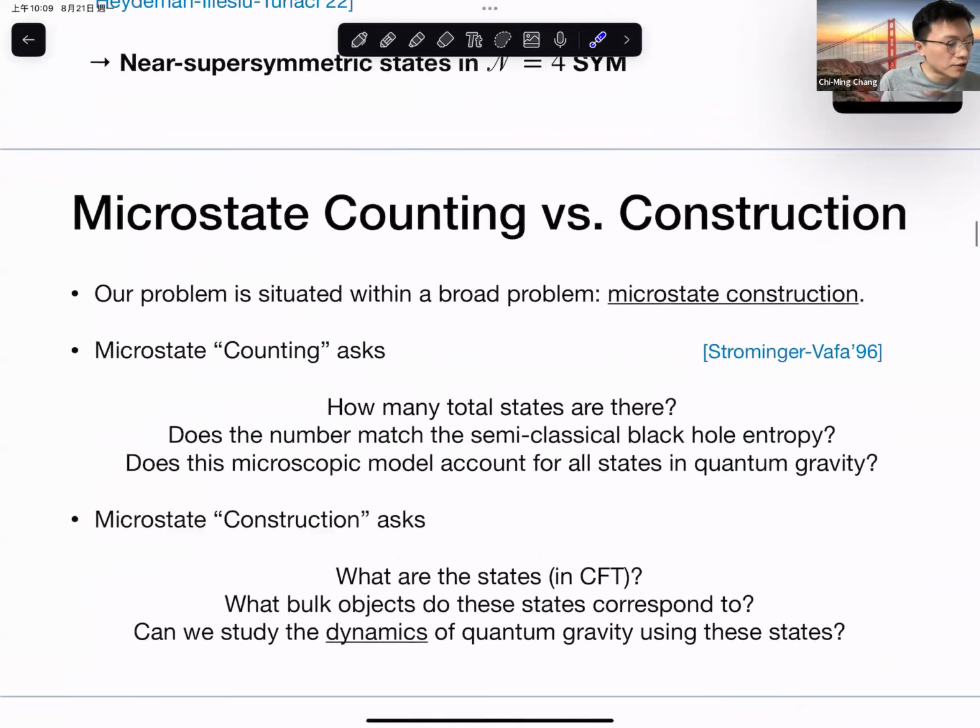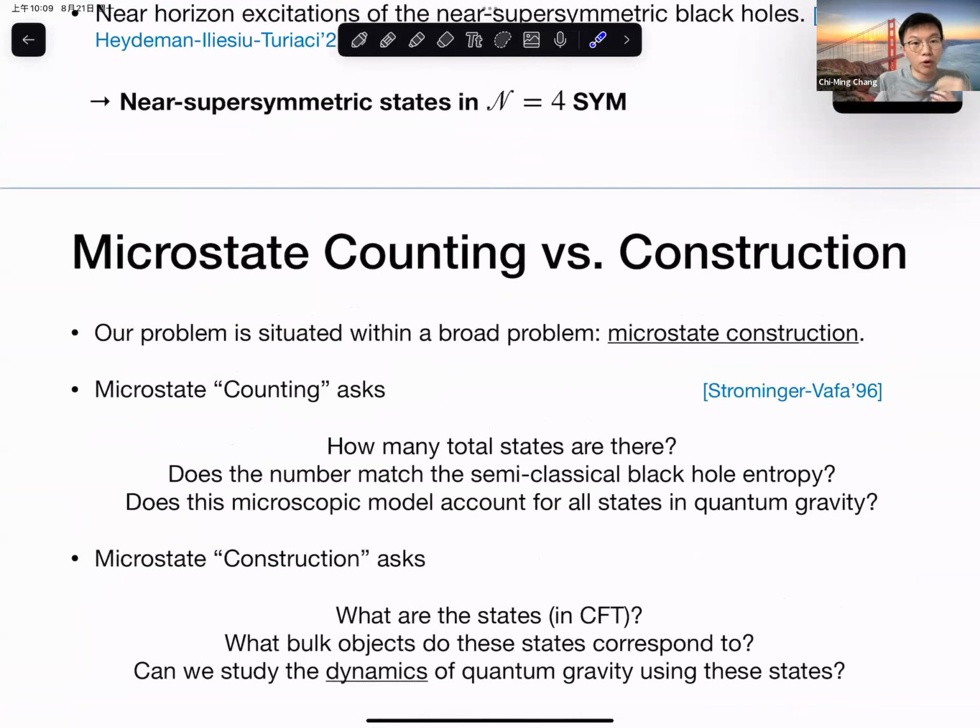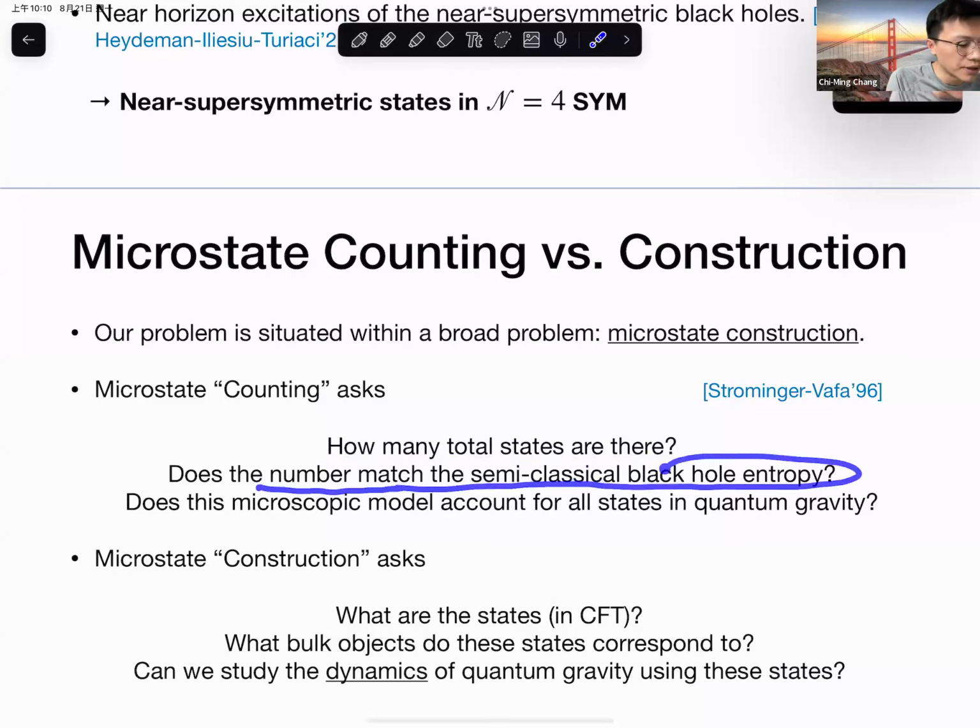Let me try to compare our approach with the more traditional approach to studying the microstates of black holes. The more traditional one goes under the name of microstate counting, but our approach is more like microstate construction. Let me compare them by listing some typical questions that people ask in microstate counting, and then comparing with the questions we are interested in for microstate construction. In the microstate counting case, you would be interested in, for example, how many total states there are in the theory, and whether the number of states matches the semi-classical black hole entropy from the horizon area.